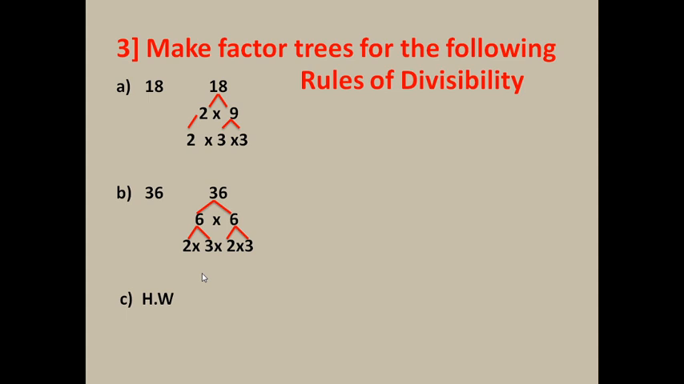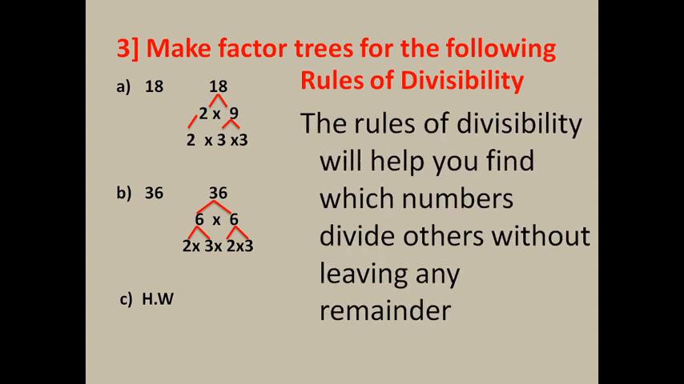Okay, and I gave this as homework yesterday. Today this is our lesson, rules of divisibility. The rules of divisibility will help you to find which numbers divide others without leaving any remainder. For example, if you divide 12 by 2, the answer will be 6. And when you multiply 6 by 2, it will be 12. Now when you subtract, it will be 0, which means we divide without any remainder.